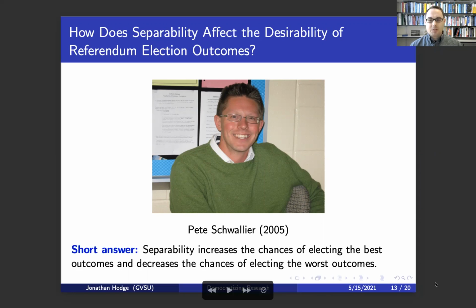In other words, if we can force preferences to be separable, we will get rid of some of these paradoxical outcomes. And the extent to which we get rid of the bad outcomes is proportional to the percent of the electorate that has separable preferences.